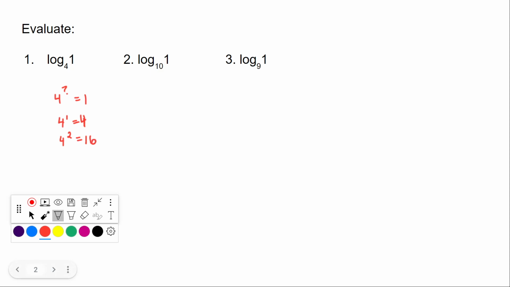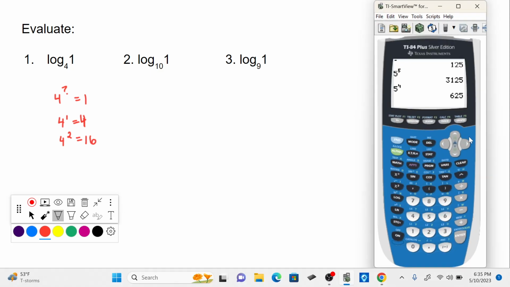Now, if I go backwards, I would divide by 4, and 4 divided by 4 gets me the 1. If I'm going backwards and I look at the pattern with my exponents, it should be 4 to the 0 power. Let's just verify that using our calculator again. So let's try 4 to the 0. 4 to the 0 power is in fact 1.